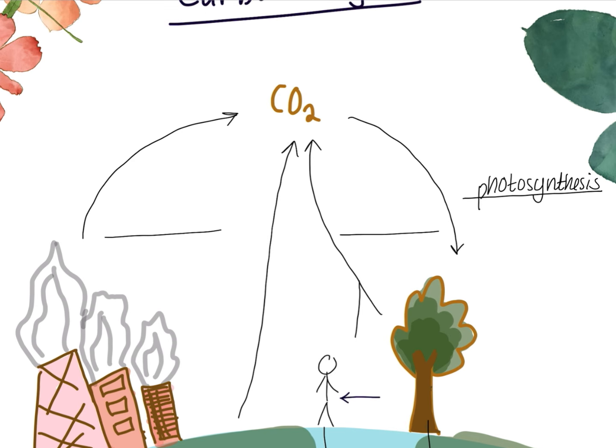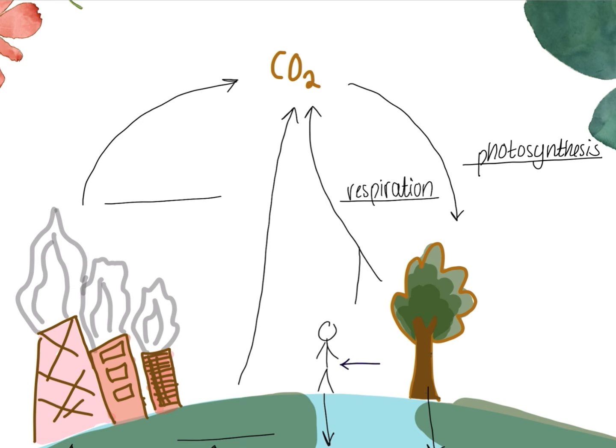Now, another process is respiration. Respiration is a process through which carbon dioxide is released when food is oxidized, when glucose is oxidized. So animals respire, and even plants respire, okay? Plants respire as well. Now, this respiration is also done by decomposers, so we will move to that in a while.